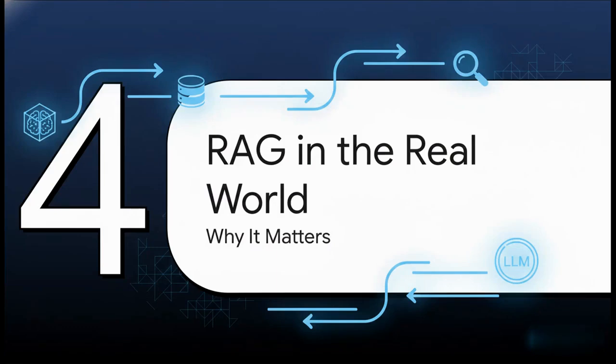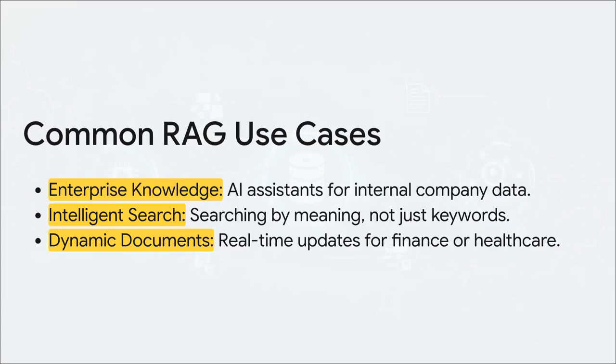Okay, so this is cool for answering questions about breaking news. But where is RAG being used in the real world? Why should you actually care about this? Well, RAG is a total game changer for so many things. Imagine enterprise knowledge systems, an AI assistant that can instantly search through all of your company's wikis, emails, and customer data. Or how about intelligent search engines that find what you mean, not just what you type? It's also huge for dynamic fields like finance or healthcare, where an AI needs to be up to date in real time without constant, expensive retraining.